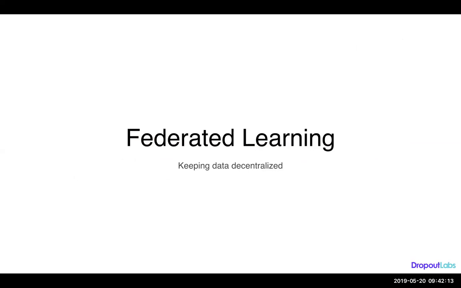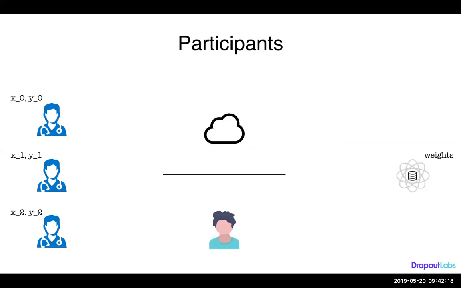Okay, so finally, the last example is around federated learning, which some of you may have heard of as well. The idea of federated learning is we have some data owners again here on the left. We have a model owner on the right, and now the model owner wants to use the data of the data owners to improve his model.